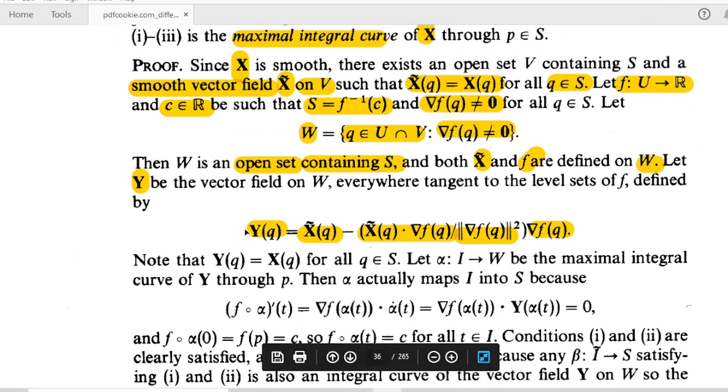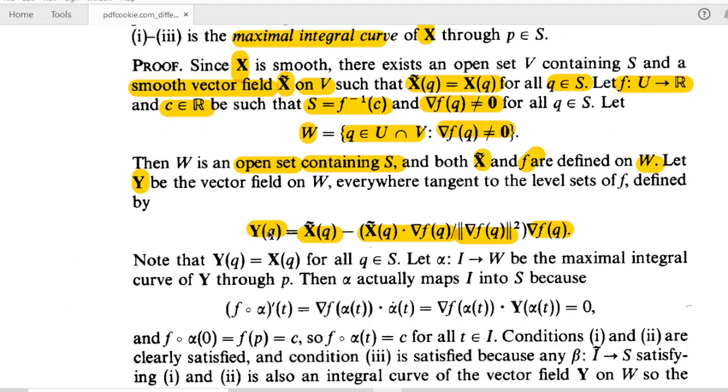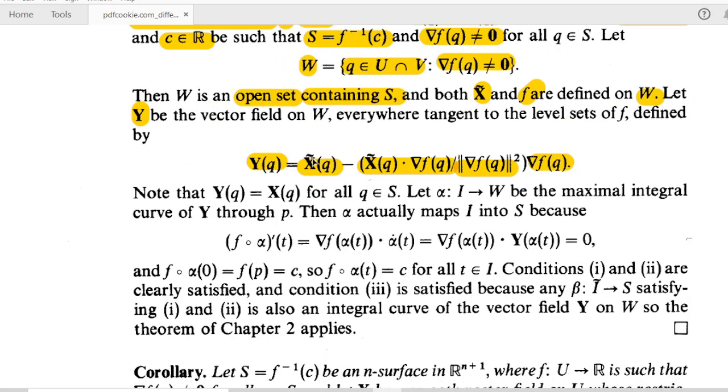So we have defined a new vector field Y of Q in terms of X tilde. We define the vector field Y. So one thing we know is that capital X bar is a restriction of X tilde.